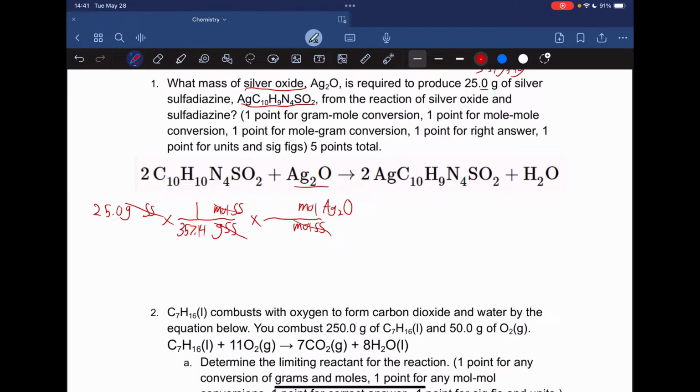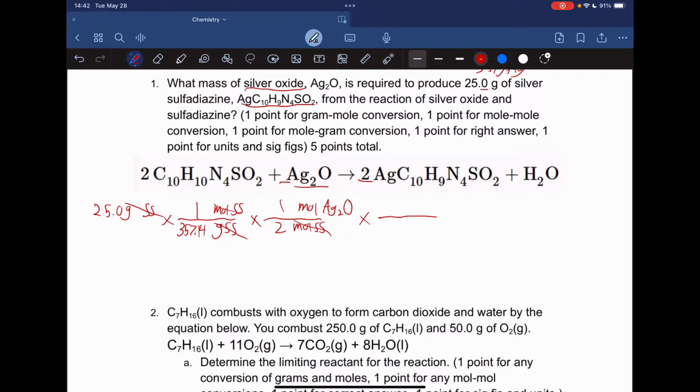We need to know the mole ratio. So silver oxide currently has nothing in front of it, and sulfadiazine has a 2 in front of it. So there's a 2-to-1 ratio: 2 moles of silver sulfadiazine for every 1 mole of silver oxide. Lastly, we need to convert from moles of silver oxide into grams of silver oxide.